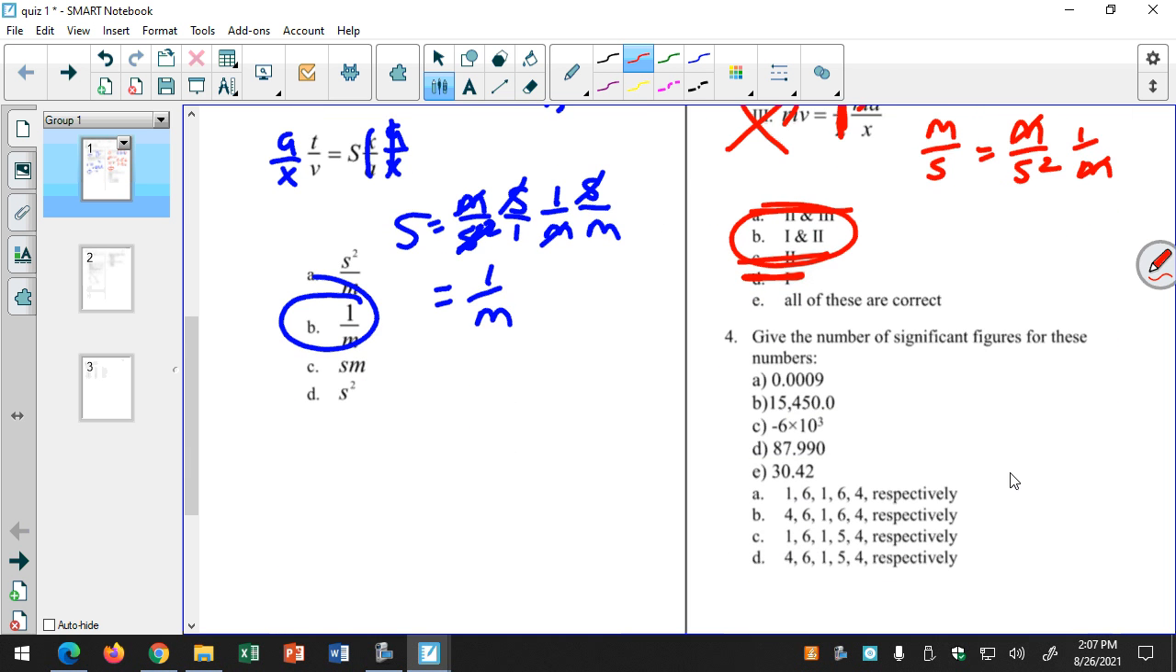All right, how many sig figs? I have 1, 2, 3, 4, 5, 6. I have 1, 5, and 4. 1, 6, 1, 5, 4. That's this one right here, C.